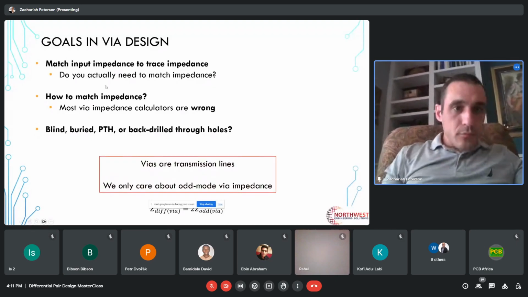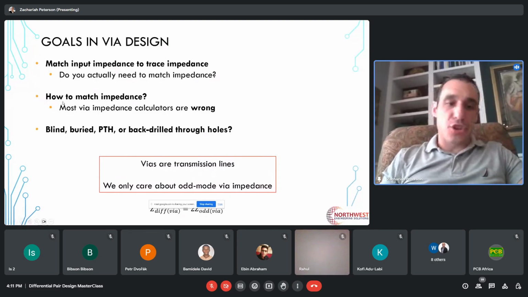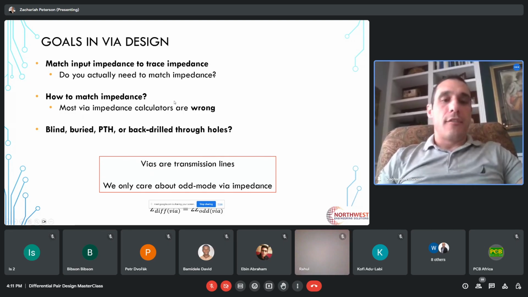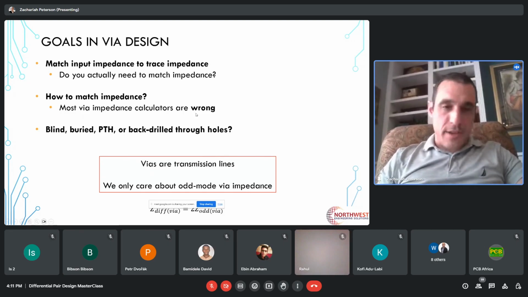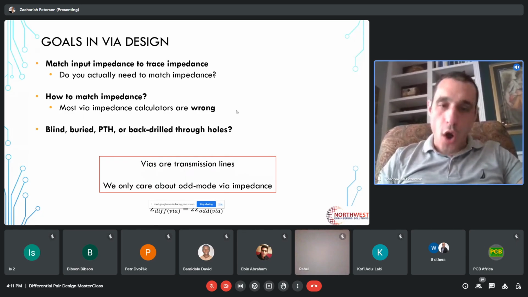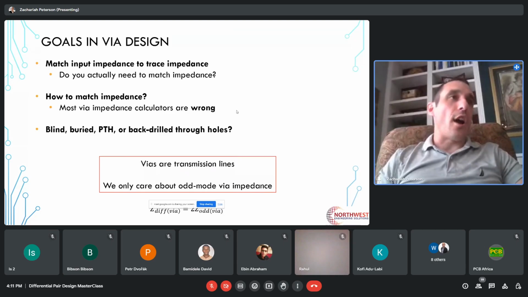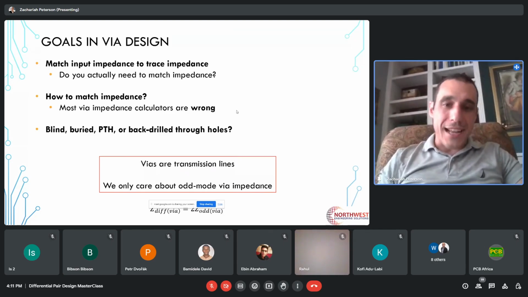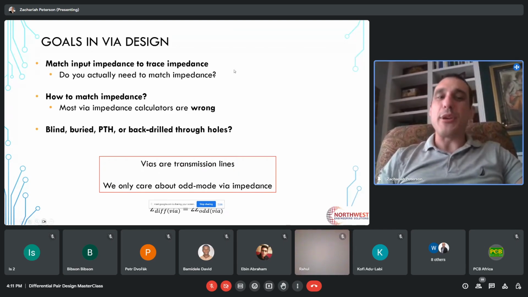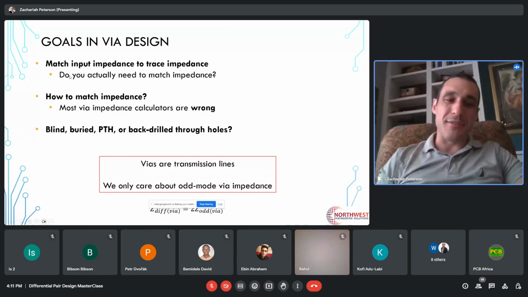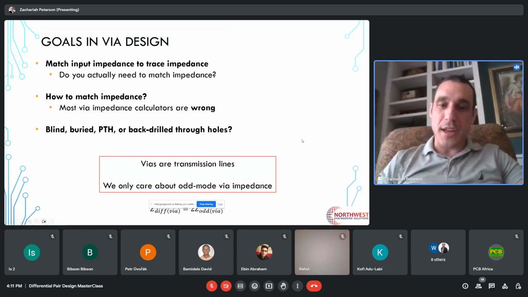So how do you match impedance from a via to a transmission line or a load? Well, first things first, most via impedance calculators that you see online are absolutely 100% wrong. And in the cases where they are correct, they're only correct in frequency ranges where you actually don't need to worry about the via impedance. And I'll explain why that is here in just a moment.